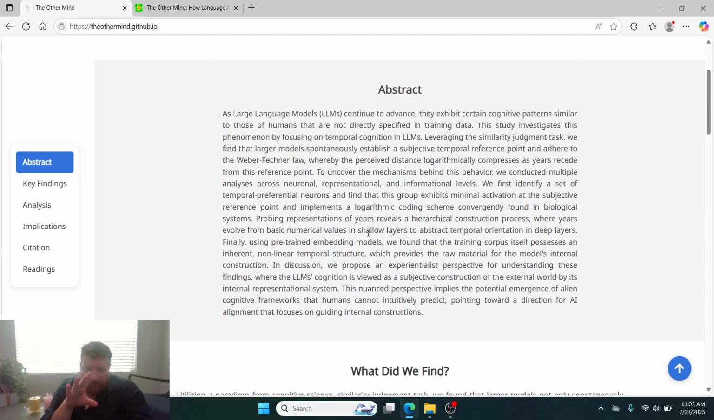But then the last part of this abstract that I want to dive into is the very last point, pointing toward a direction for AI alignment that focuses on guiding internal constructions. I've also held this overall perspective on this topic for a few years now, right? I'm not a big fan of Anthropic overall, right? I think that their mission is misguided, and I think that they know that internally, right?